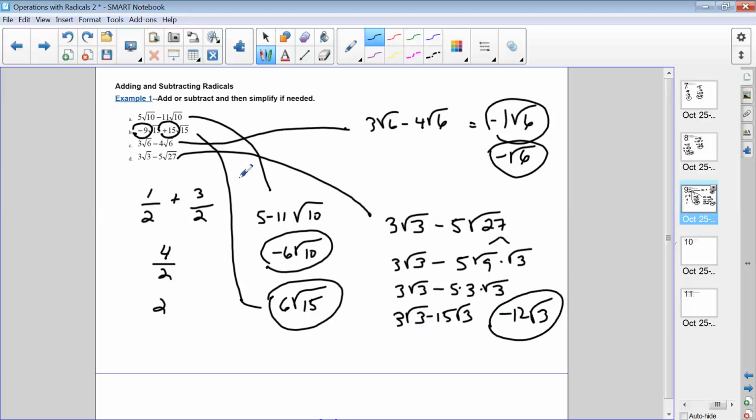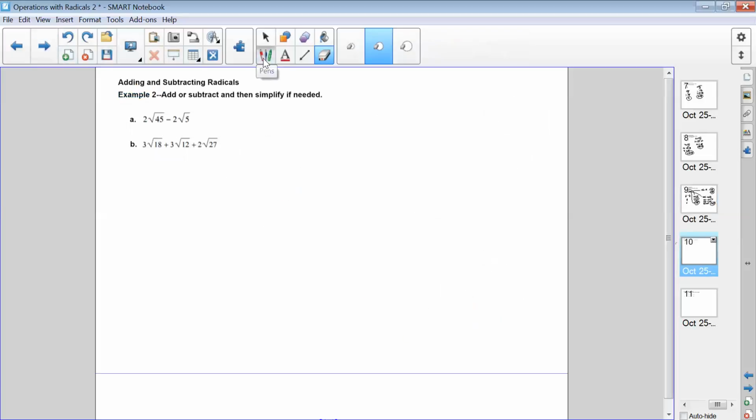So that's the big key with this: what happens if the radicands are not the same? Then you want to simplify and hope that you can get it down to where they have the same radicands. Sometimes you can't, and then you would leave it as is. Sometimes if you had the square root of 3 minus the square root of 5, then you would leave it as is. We'll go to the next screen and look at the next problem.